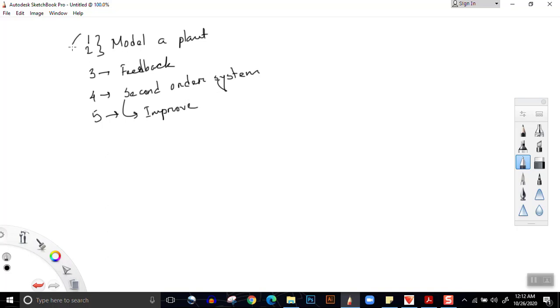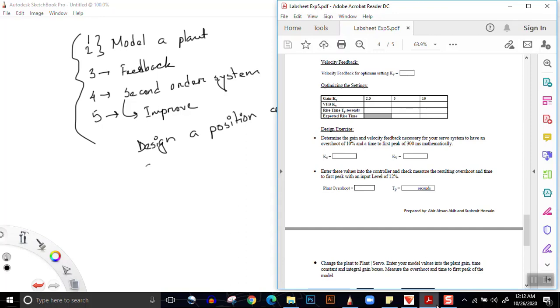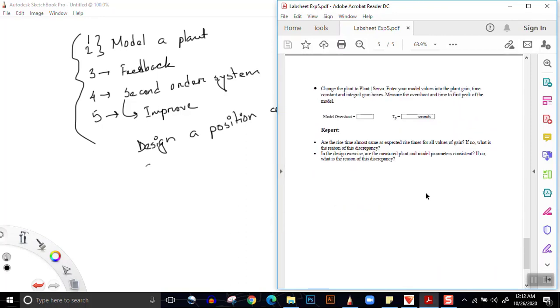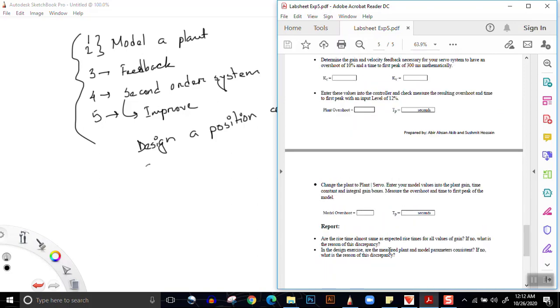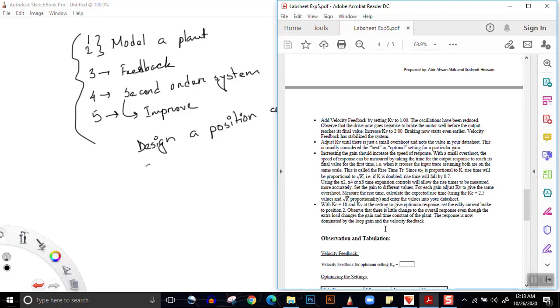Now, after all these things, we have sufficient knowledge of actually designing a second order system. That is the last and final motive of our experiment: design a position control system. When we are given this problem, we will be stated some design parameters. For example, if you just look at this part of your report, wait, let me see.